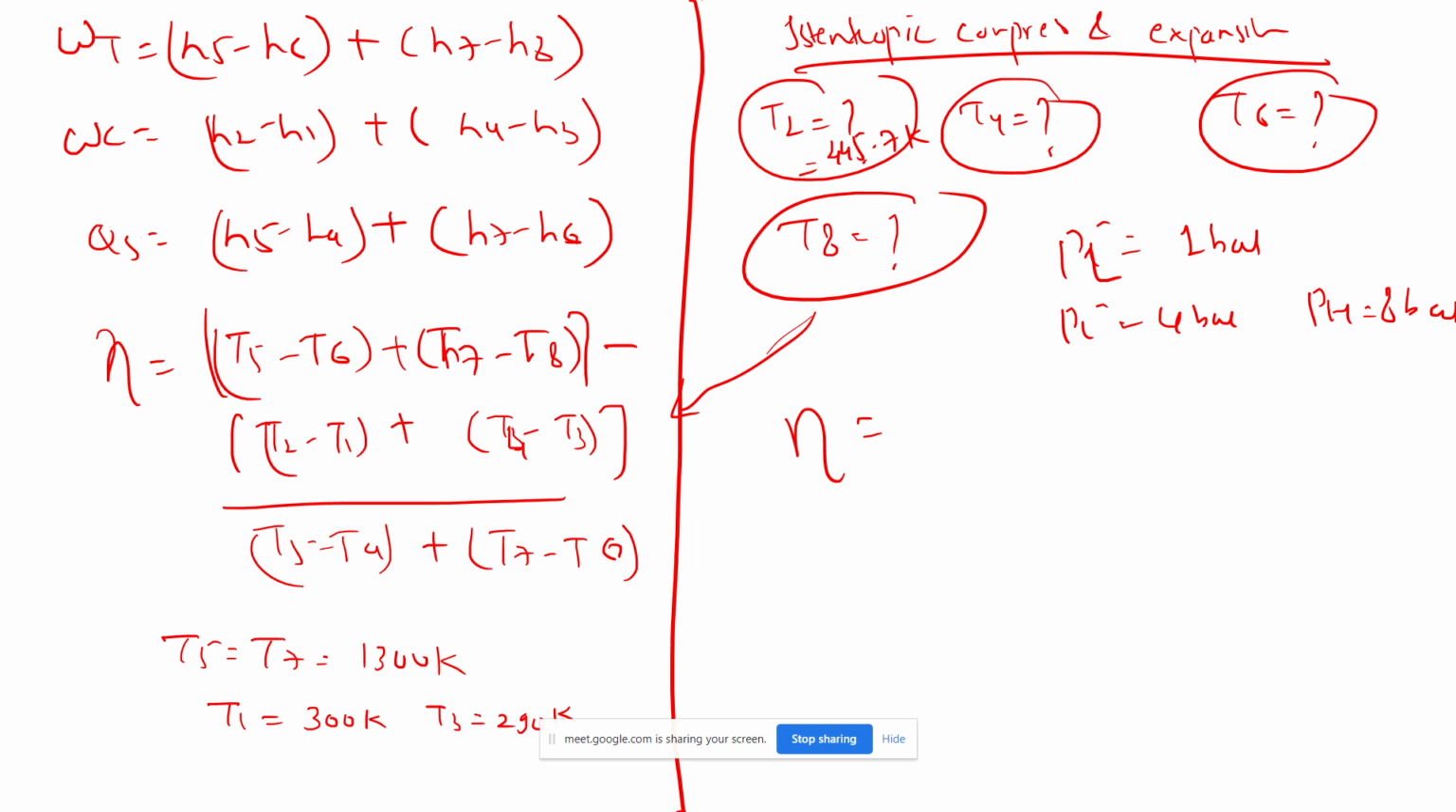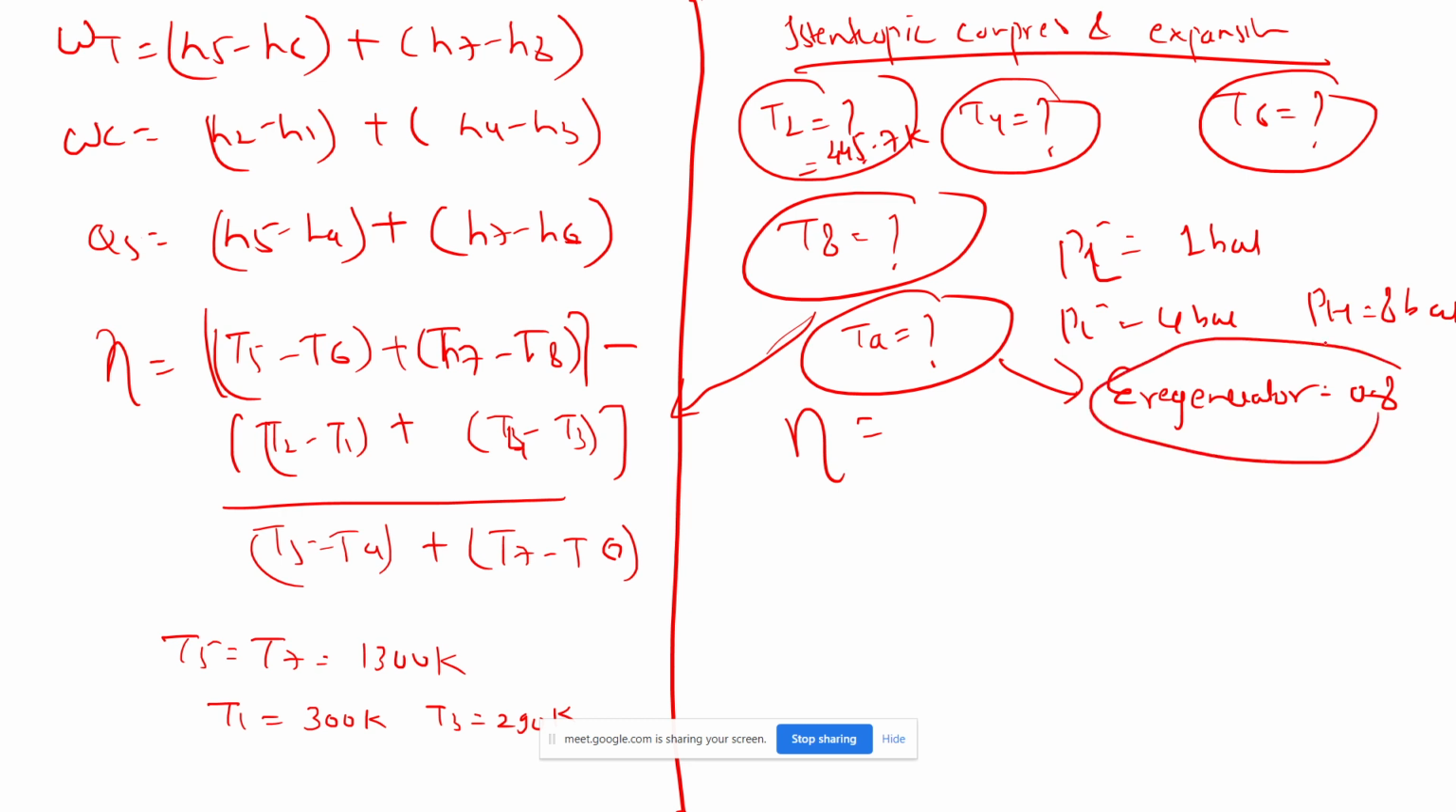Also, one more temperature we have to calculate. What is it? TA. TA also we have to calculate. For that, the effectiveness of the regenerator is given. You can use that formula. T4 is 353.5. Yeah, it is correct, 353.